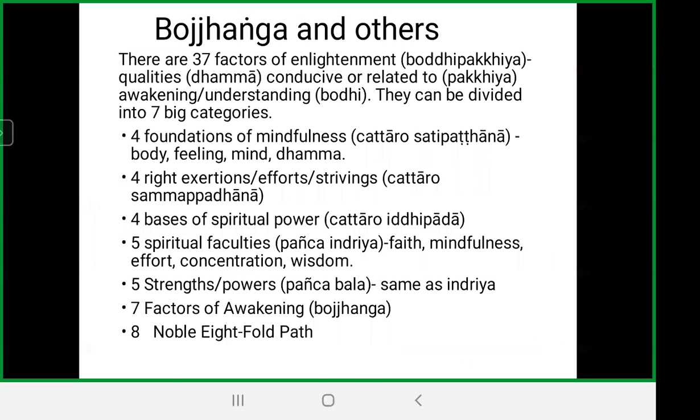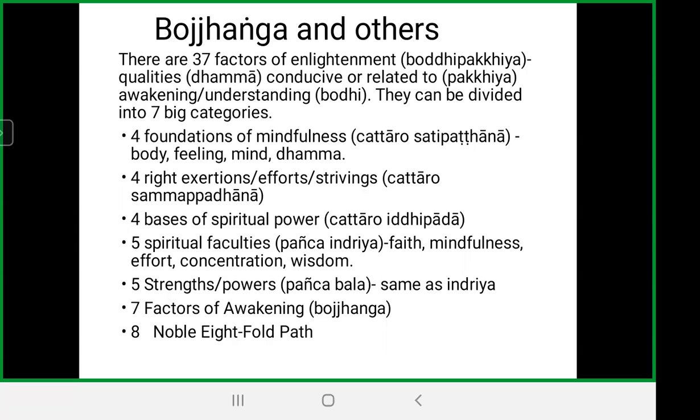Now you all know about the Bojjhanga and the 37 factors of enlightenment. The Bojjhanga is only 7, and you have 37. So how are we going to study the 7? We need to divide them into 7 big categories. The first one is the four foundations of mindfulness: body, feeling, mind, dharma. So remember the word Chattaro Satipatthana. Four exertions, Chattaro Sammappadhana. So it's 4.